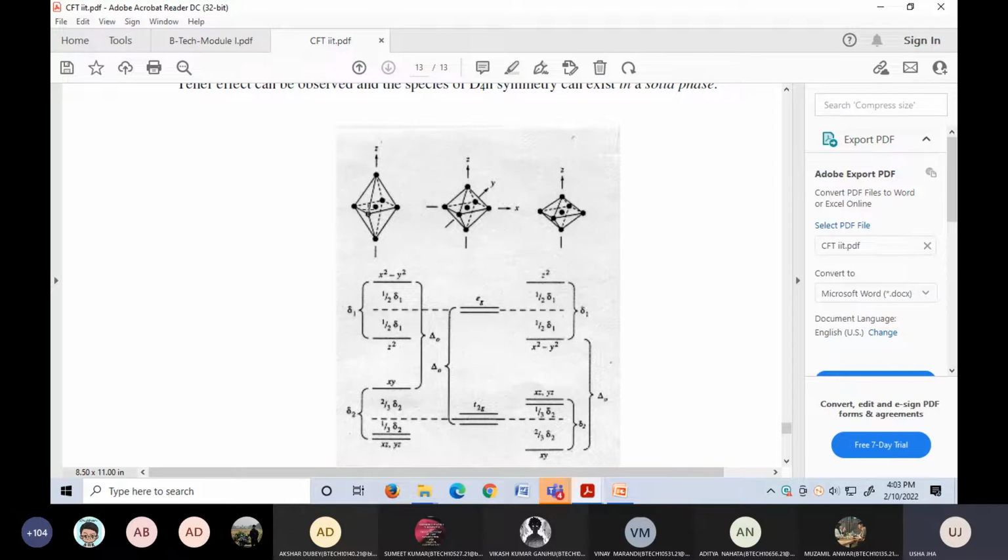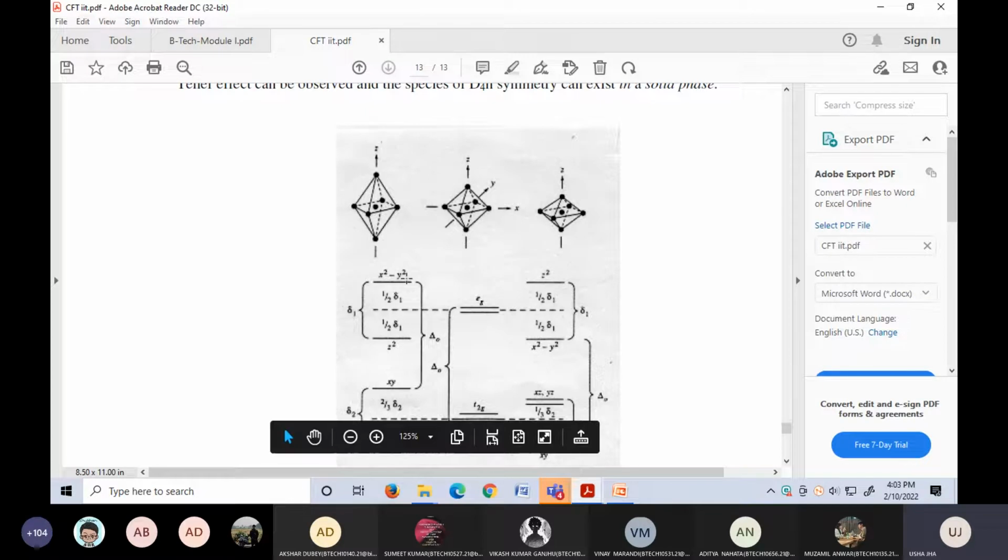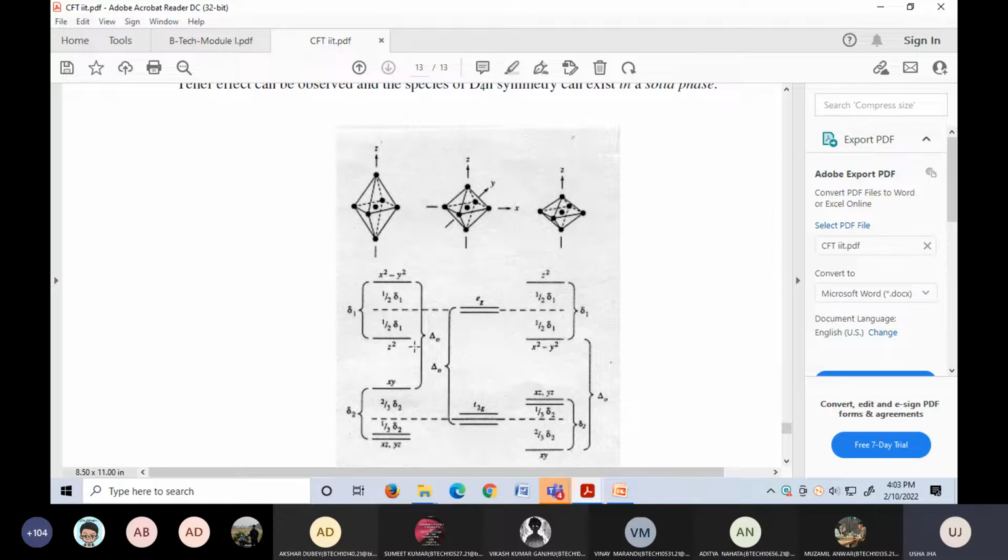This is what we mean by a Z-out phenomenon, where if we have 2 electrons here and 1 electron in this, then the ligand along the Z axis is going to feel a greater repulsion, as a result of which it is pushed out. When it moves out, it elongates. So you call it a Z-out phenomenon.